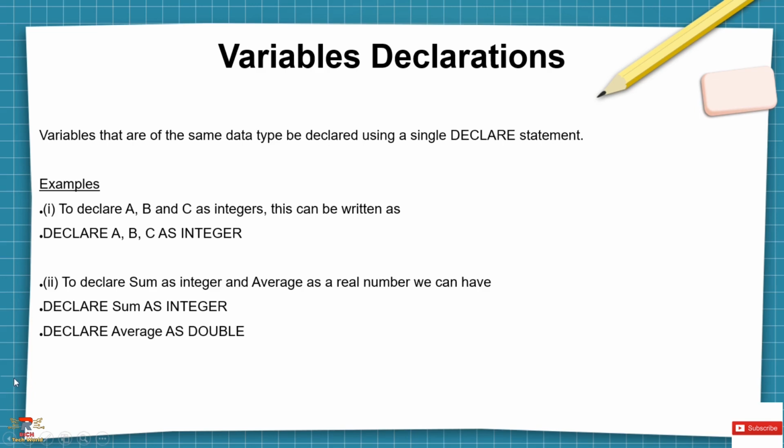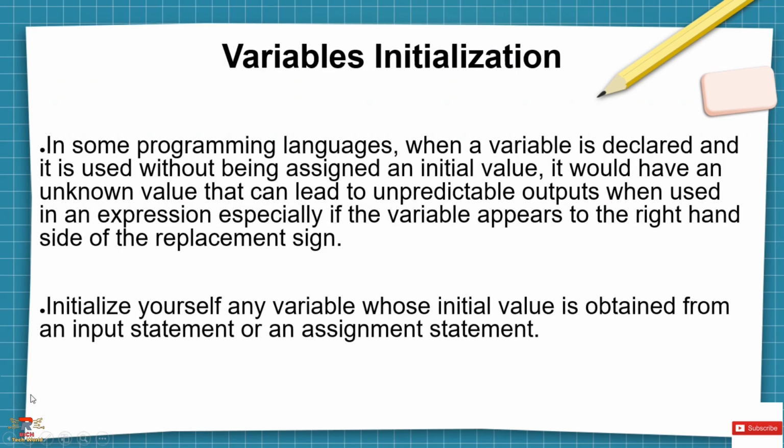Declare sum as integer, declare average as a double. Okay, so after declaring your variable, after introducing your variable to the compiler, you've made the compiler know of that particular variable in terms of its name and also the particular type of data it's going to store or contain. Okay, so there is another thing you need to do. Okay, you need to initialize your variable.